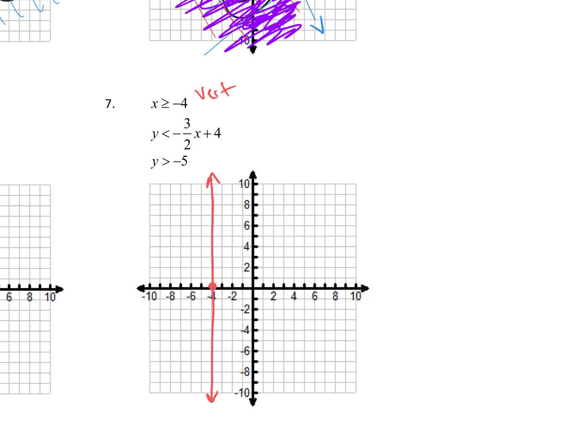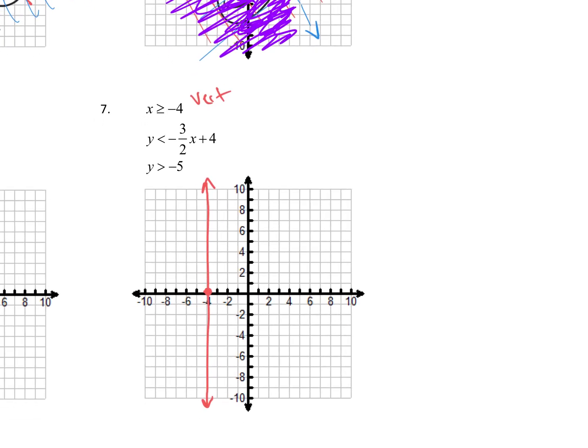Now, with this one, let's just think for a second, because the shading is actually kind of nice with this one. For x is greater than or equal to -4, think about what it's saying. It's saying x is the bigger values. X has to be greater than -4. So if I'm at -4, is it right or left? Well, the right side of the line is where the x values that are bigger than -4 are. So with this one, I know I'm going to shade to the right.